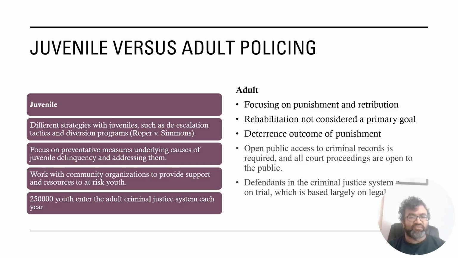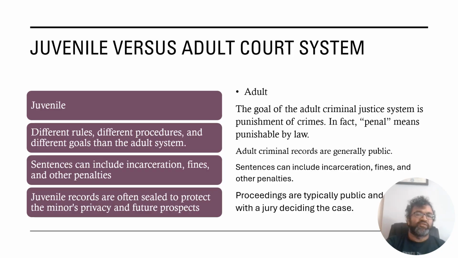Focusing on punishment and retribution, that's the main focus for adult policing. Rehabilitation, not considered a primary goal. So you're more focused on punishment. There's deterrence outcome of punishment, open public access to criminal records, and that might seem like a breach of privacy in some instances, and certain public access information may not always be suitable. So the defendants in the criminal justice system on trial is based on legal documents.